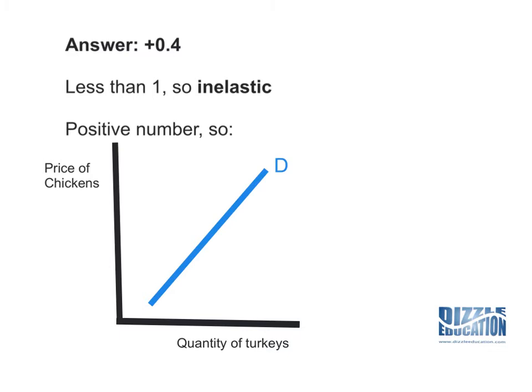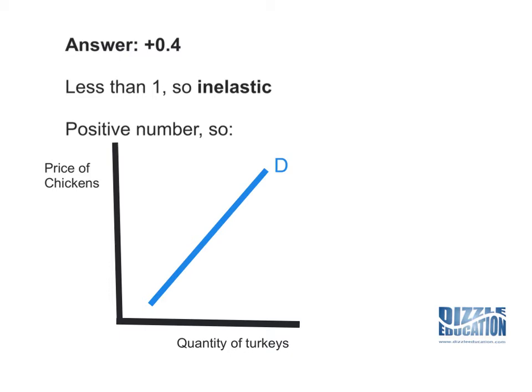So thinking back to the diagrams that we drew a lot for supply and demand, ignoring the fact that we've always drawn negative sloping demand lines. Now it's slightly different here because we're looking at cross elasticity of demand. As you can see on our axes, we've got the price of chickens on this axis and the quantity of turkeys on this axis. So we're not looking at one good now, we're comparing between the two different goods.